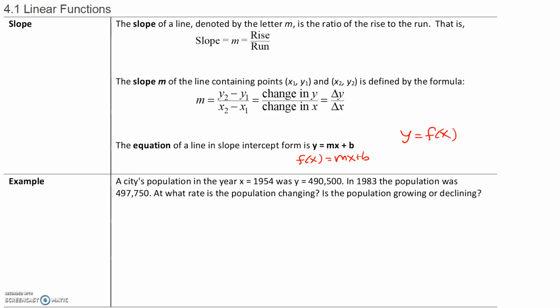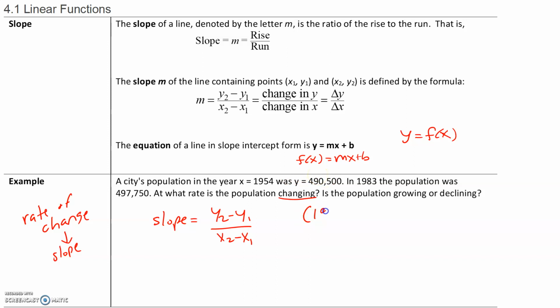So anytime we're talking about the rate of change that's linear, that's going to be your slope. Okay? So at what rate is the population changing? Because we're looking at the rate of change, a linear rate of change, we're going to be looking at the slope. So our slope is going to be y2 minus y1 divided by x2 minus x1. But for that, we need to identify our x and y values. So let's take each point and write that as an x and a y value.